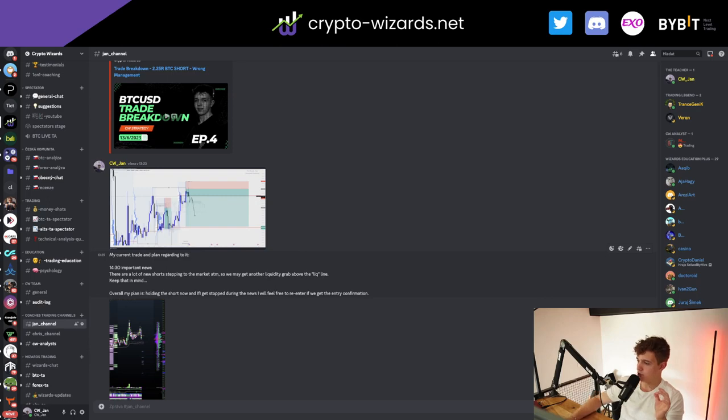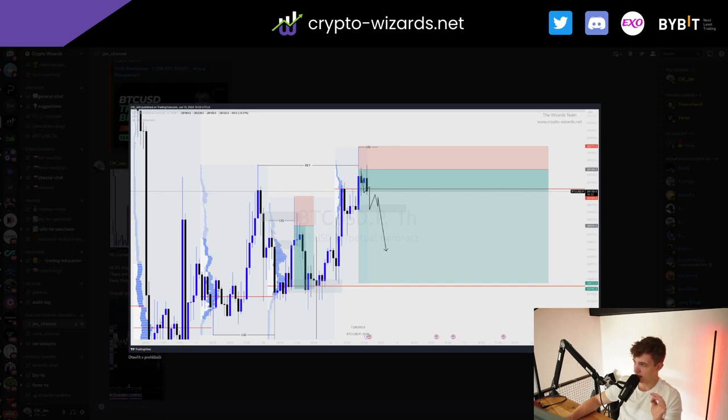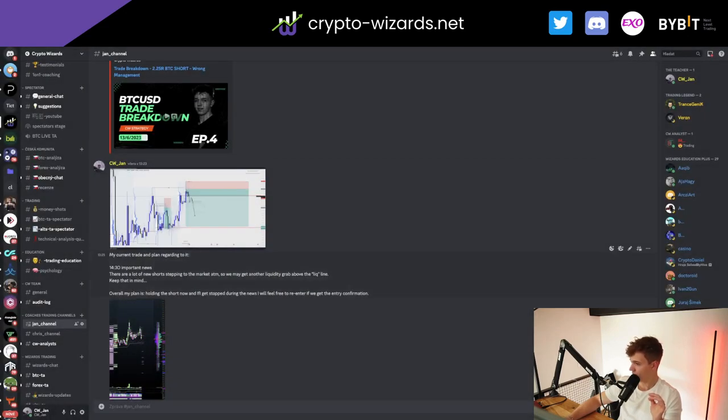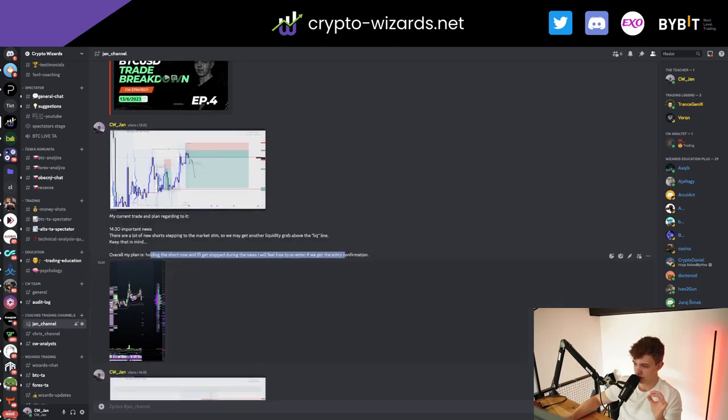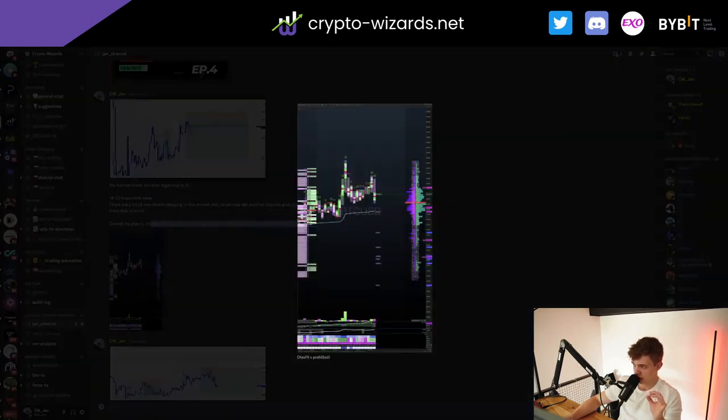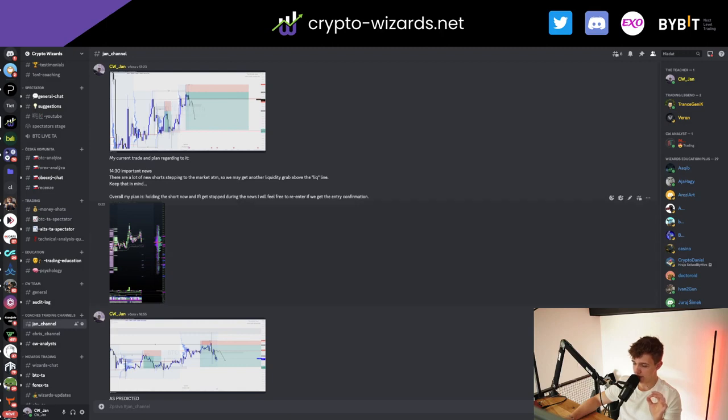So I said there are a lot of new shorts stepping into the market at the moment, so we may get another liquidity grab above the liquidity line. So once again, check this. Liquidity line is right here. Keep that in mind. Overall, my plan is holding the short now. If I get stopped out during the news, I will feel free to re-enter if we get entry confirmation. And I sent this showing that there are a lot of new shorts stepping into the market.